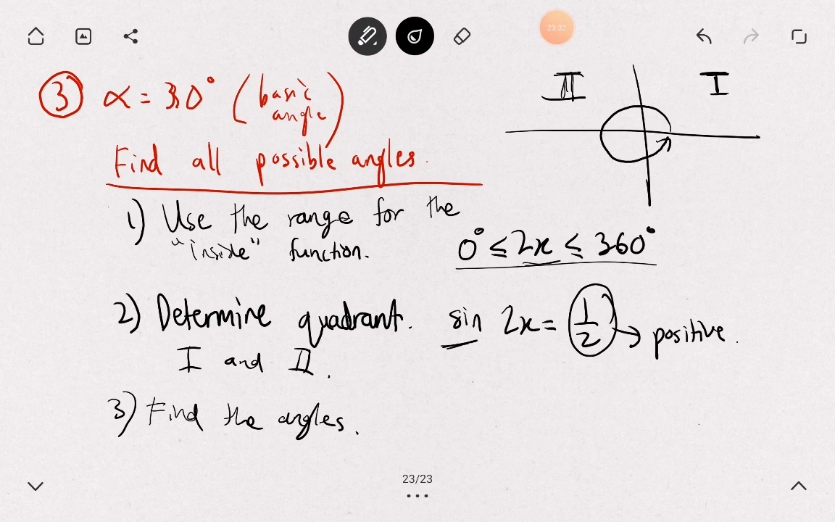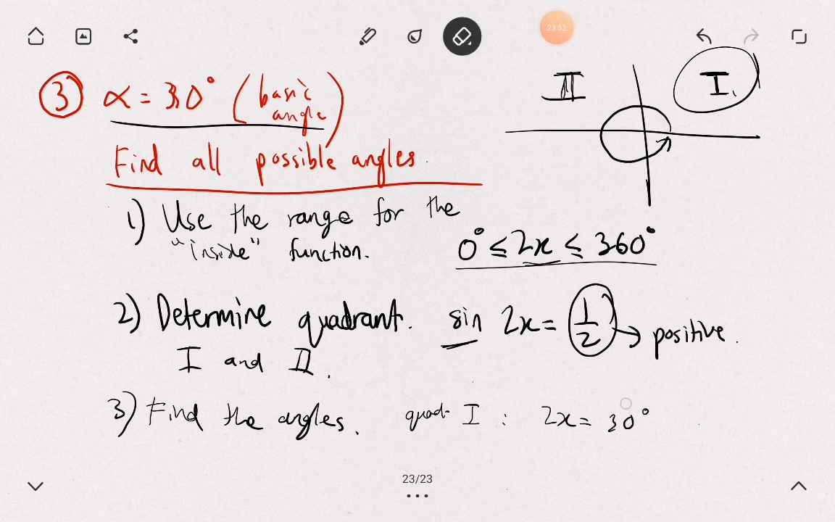So what is the quadrant 1 angle? The quadrant 1 angle is just the basic angle. So in quadrant 1, 2x is just 30. Basically 2x is just alpha. Then x is 15, not 150, sorry, 15 degrees. Okay, cool.